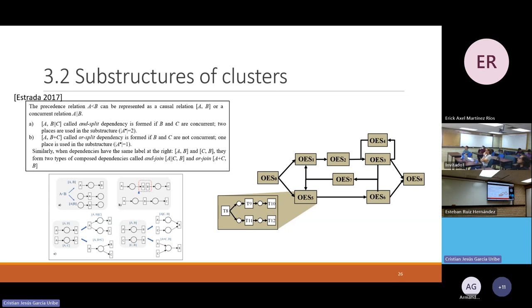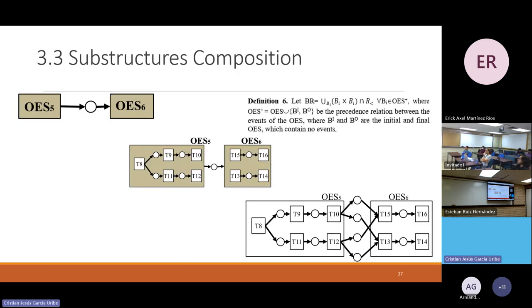Every block of the OS defines a connected Petri net substructure where the events in the block are related according to the causal and concurrent relations. Similarly to before, the relation of every event in an event cluster CS or OS is built at a CS or OS hierarchical level, respectively.